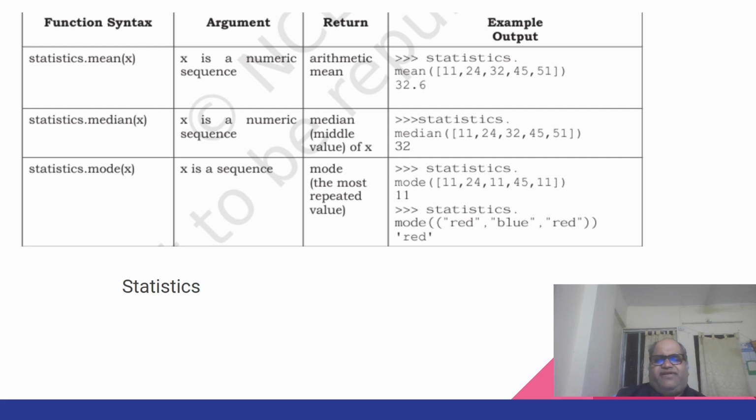Some of these are tested in an exam also. So, statistics.mode for 1, 1, 2, 4, 1, 1, 4, 5. We are looking at the last example: red, blue, red. And in a similar way, mean and median.